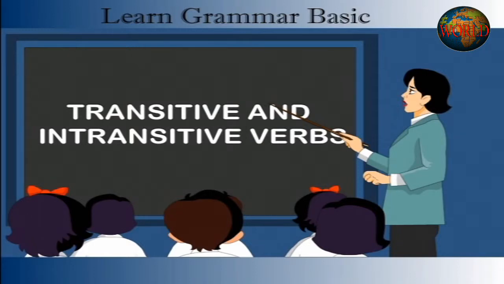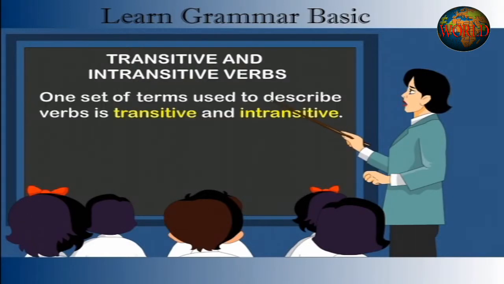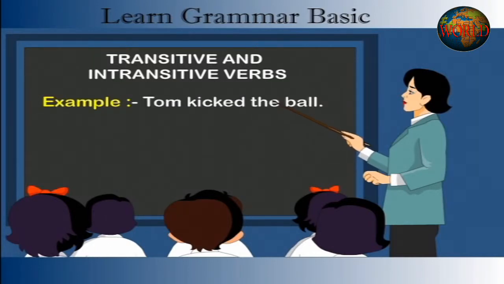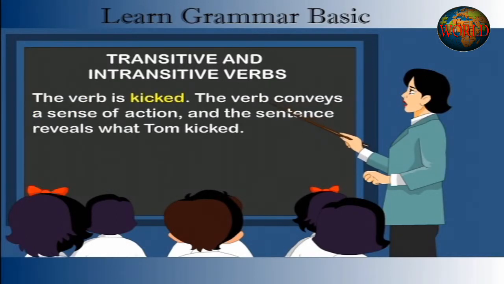Transitive and intransitive verbs. One set of terms used to describe verbs is transitive and intransitive. Transitive verbs convey a sense of action, and the sense identifies whom or what the subject addresses. Example, Tom kicked the ball. The verb is kicked. The verb conveys a sense of action, and the sentence reveals what Tom kicked.